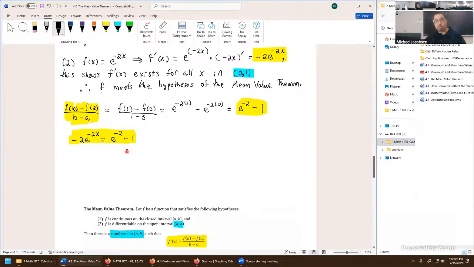Now it's just ordinary equation solving. We've seen equations like these. If you're solving an exponential, first get the base and exponent isolated. So divide by negative 2. We'll have e to the power negative 2x equals e to the power negative 2 minus 1, divided by negative 2. You can multiply both sides by negative 1 to make that a positive 2 in the denominator, which is slightly nicer, but I'll just leave it like that.